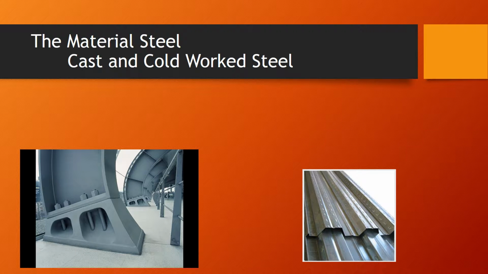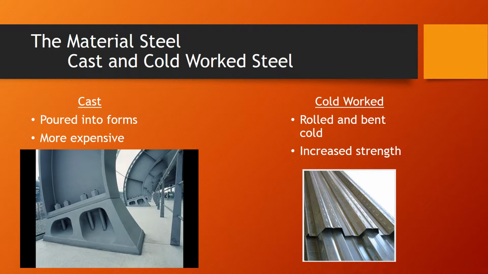Cast and cold work steel. Cast steel: although most structural steel is rolled, it can also be cast by pouring molten steel into molds and allowing it to cool. It is more expensive pound per pound, but can be economical for parts needed in small quantities.